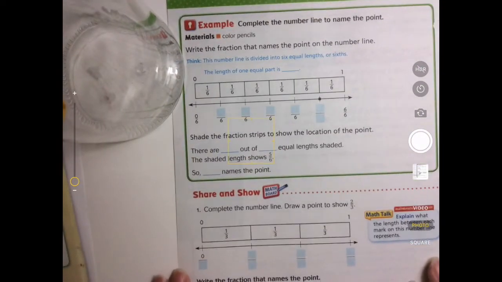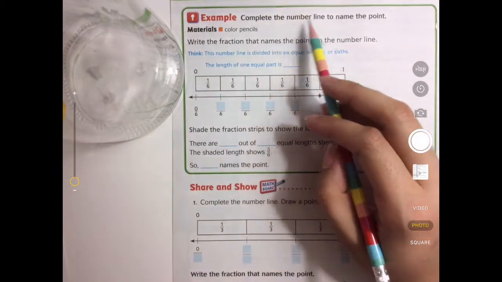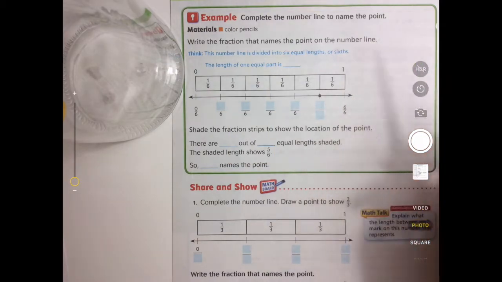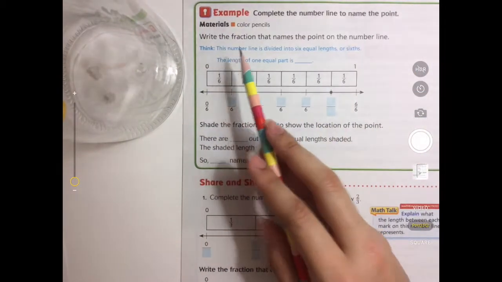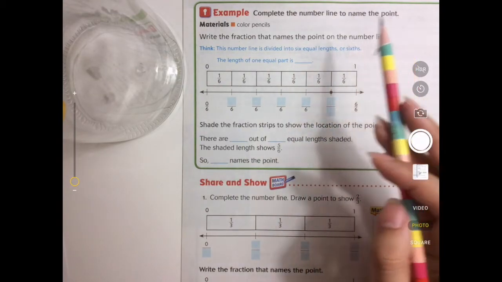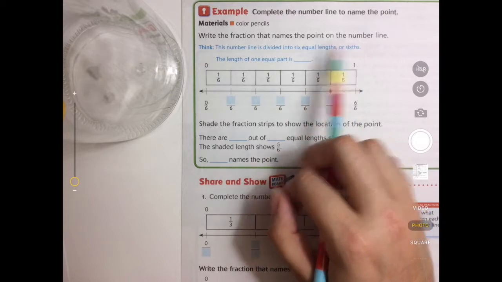Let's do this next example. Complete the number line to name the point. It tells you can use colored pencils, but we're not going to do that. Write the fraction that names the point on the number line. Think, this number line is divided into 6 equal lengths, or sixths.